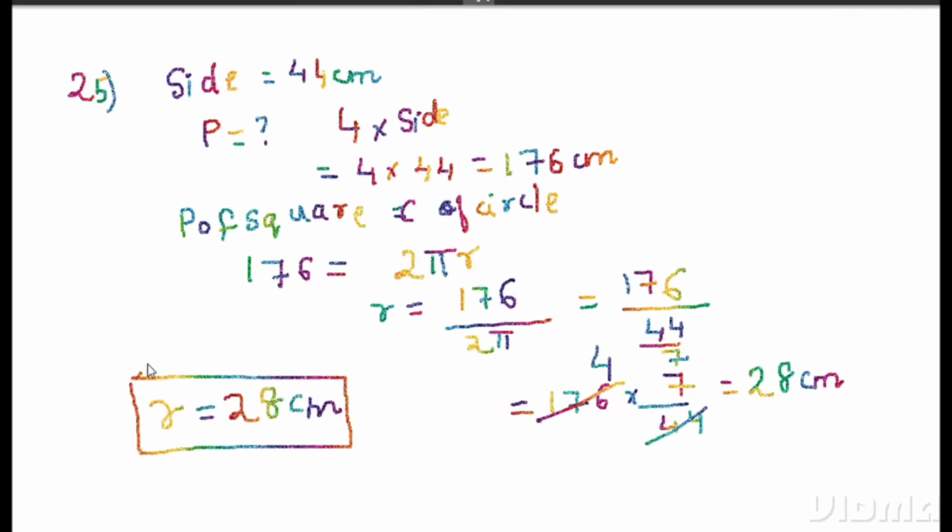So I hope you all are clear with the first exercise of this chapter. Now in the next video, we will be solving the next exercise of this chapter, that is nothing but 23B.